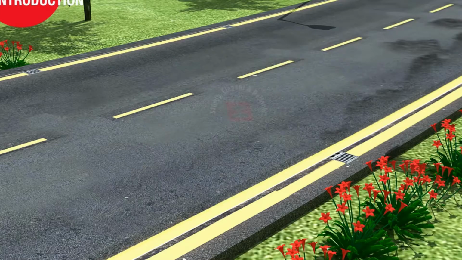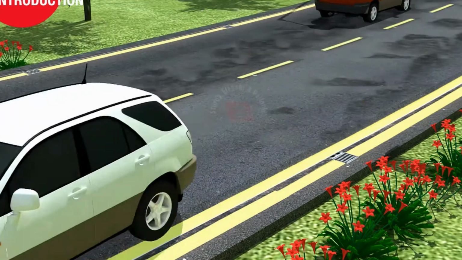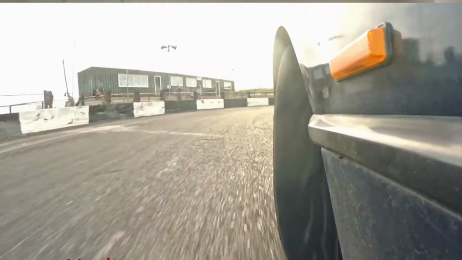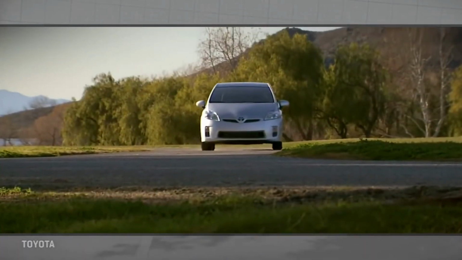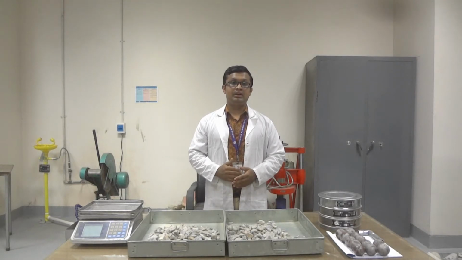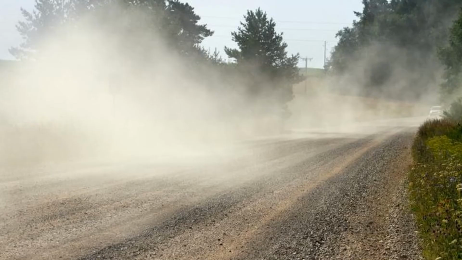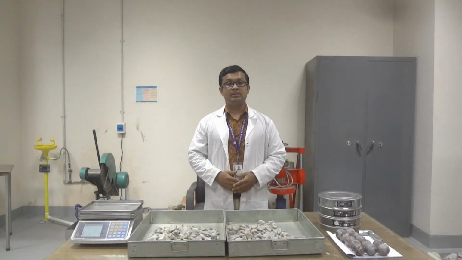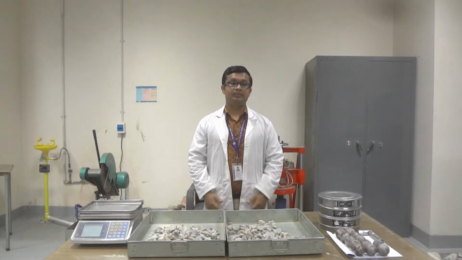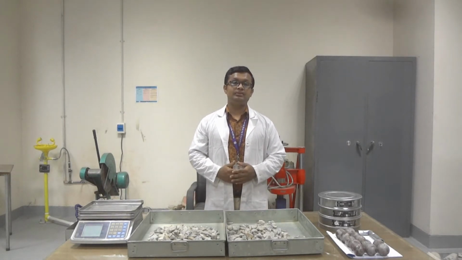Aggregates used in the surface layer of the road pavement are subjected to wear due to vehicles moving over it. The friction between the moving tire and the road surface results in abrasion of the aggregates. This effect is further enhanced due to the presence of dust particles on the road surface. Therefore, the aggregate should have enough resistance against abrasion. This property is evaluated by the abrasion value test.